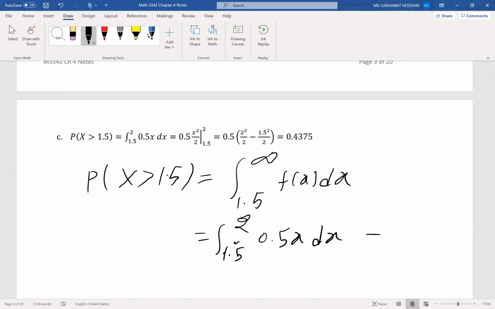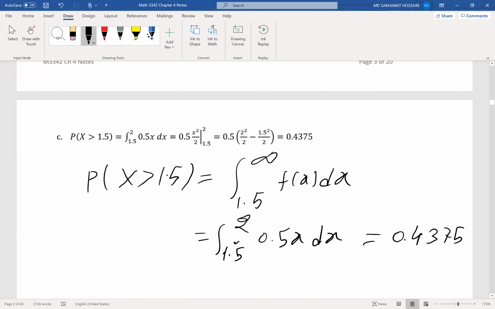So if you integrate this, then the final result will be 0.4375. You have to integrate it, plug in the upper limit and lower limit, and simplify it, then you will get 0.4375.